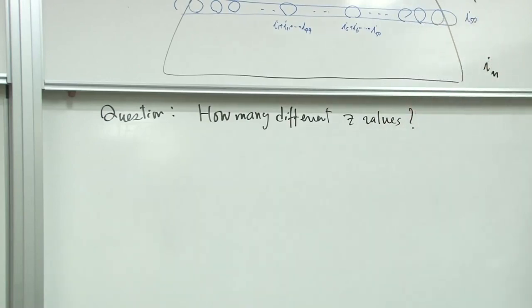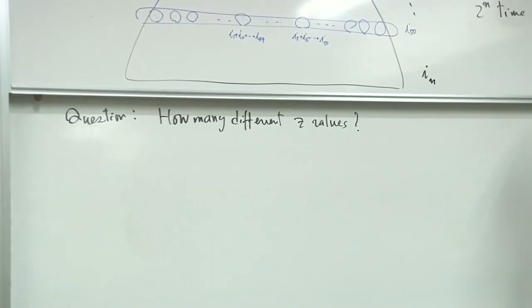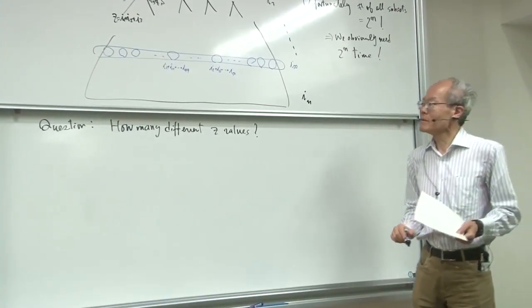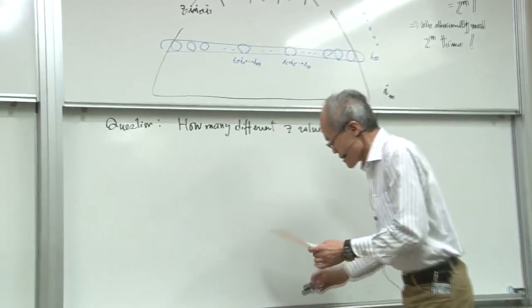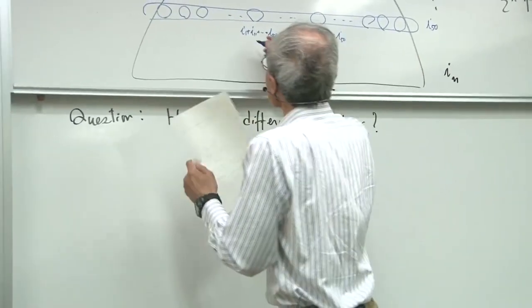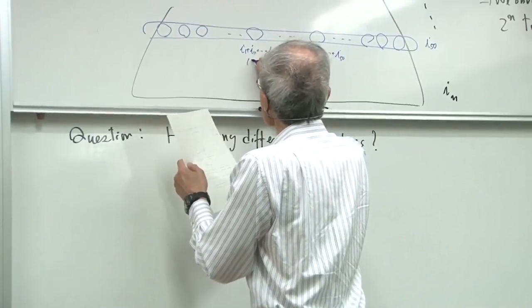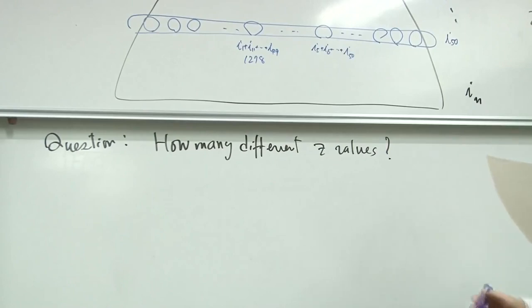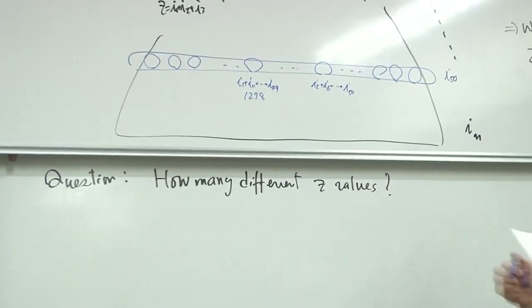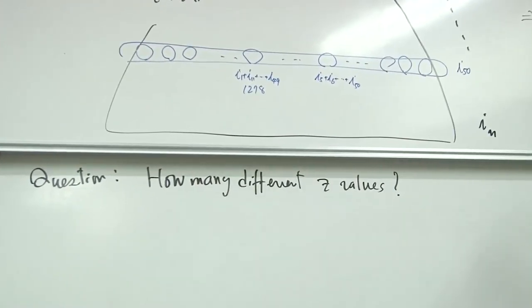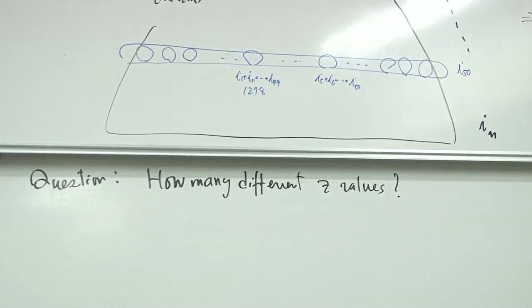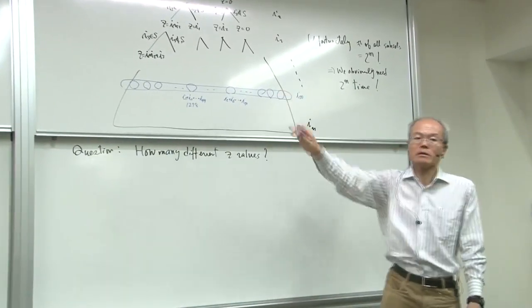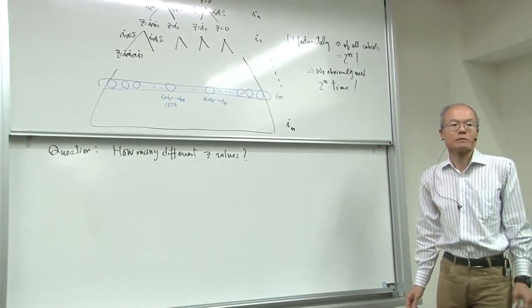How many different z values are there? Suppose that this z value is, I don't know, 1275, 78. Okay? So this is one z value. My question is how many different z values are there in this whole tree, or in this level? In this level, how many different z values?